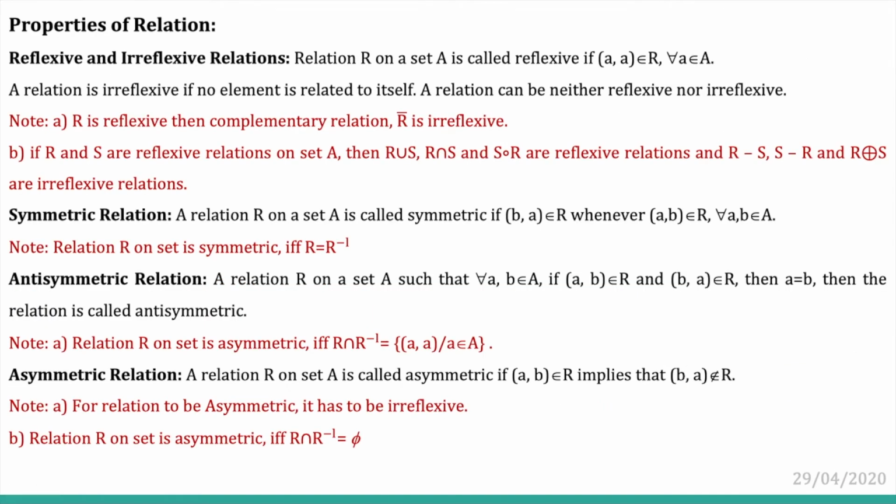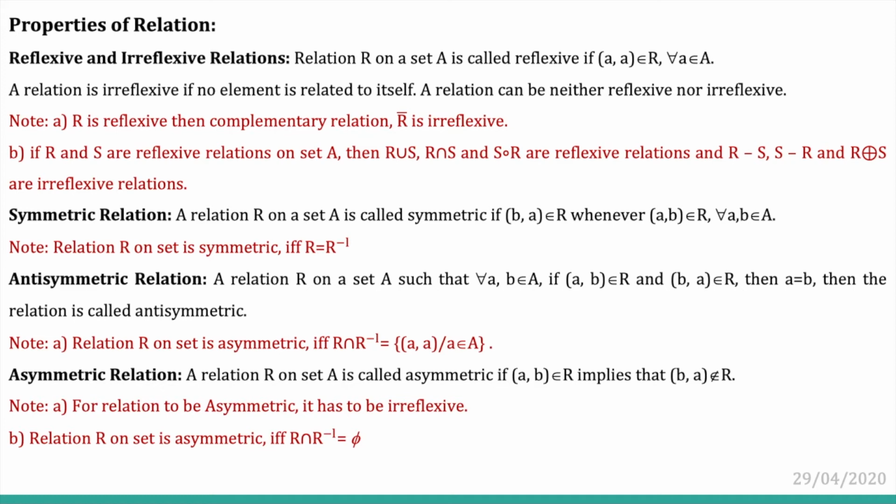Now let's check out some important properties of relations. Relation R is defined over a set A. If this relation R contains the ordered pairs of the form (a, a) for all the elements of set A, then relation R is said to be reflexive. That is, it relates all the elements of set A to itself. Now, if the relation R does not contain any single ordered pair of the form (a, a) for any element of set A, then such a relation is said to be irreflexive.